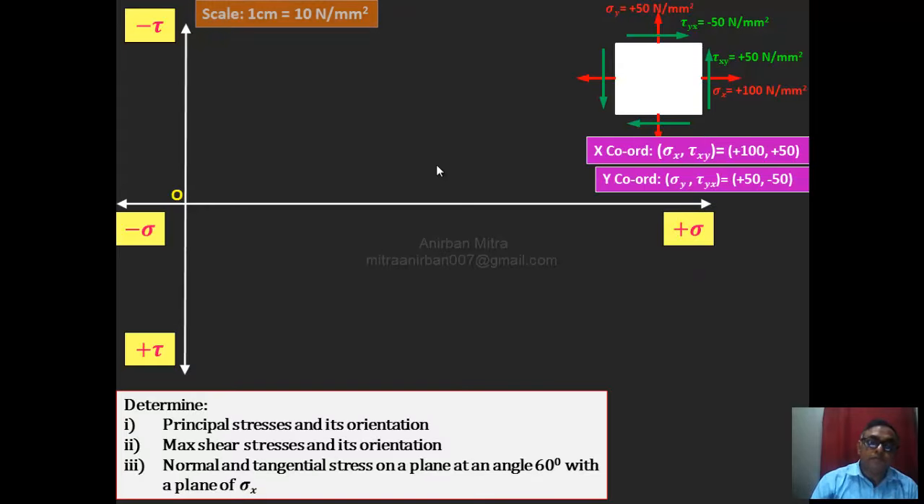Second step, scale. Here they have given 100 Newton per mm square and 50 Newton per mm square. So we are assuming that 1 centimeter equals 10 Newton per mm square.